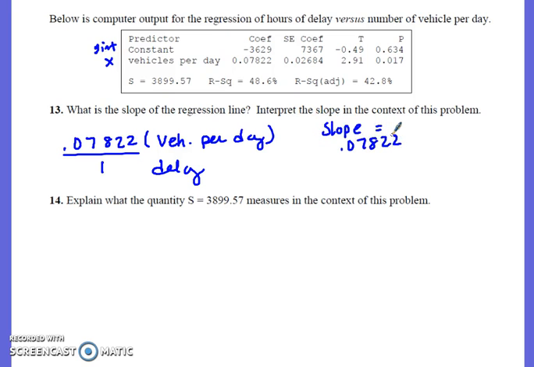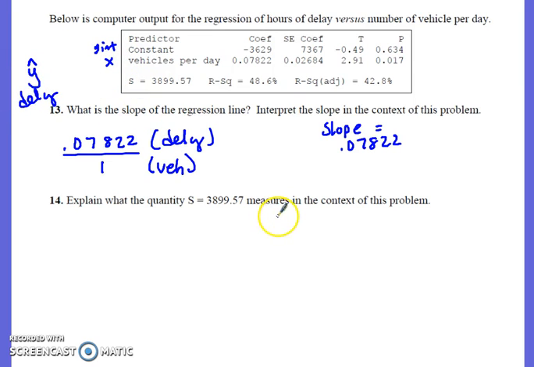But then it asks us to interpret the slope in context of the problem. So for every, this is not true. I've got this backwards. This is the number in front of x, so our x coordinate is vehicles per day, and delay is the y. Since this is x, what we're predicting is the y, the hours of delay. Sorry about that, I hope I didn't confuse you too much, but I'm getting tired, I guess.